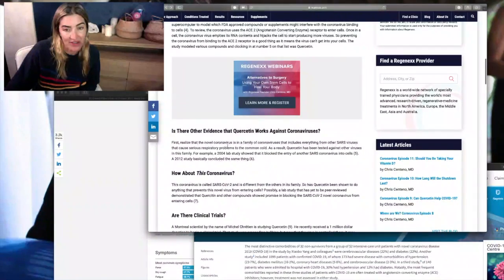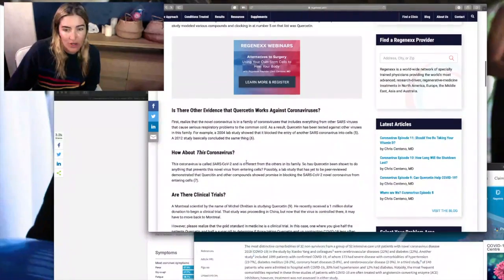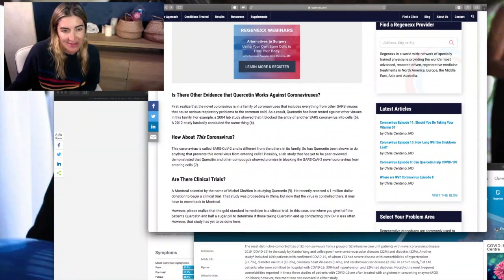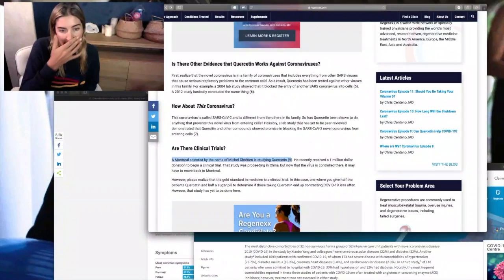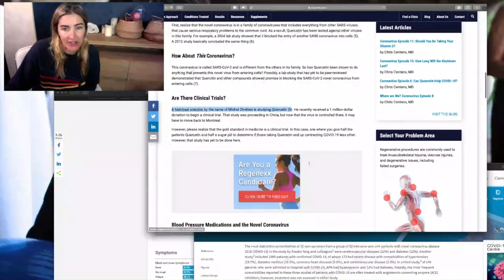First, realize that the novel coronavirus is a family of coronaviruses that include everything from SARS. As a result, quercetin has been tested against other viruses in this family. For example, a 2004 lab study showed that it blocked the entry of another SARS coronavirus, and a 2012 study basically concluded the same thing, and he annotates these at the bottom. Again, this makes logical sense that it's going to work in the same way for this specific coronavirus. And he goes on to detail this. Then he also mentions the Montreal scientists and how they're studying quercetin. He received a $1 million donation. All right, there you go.